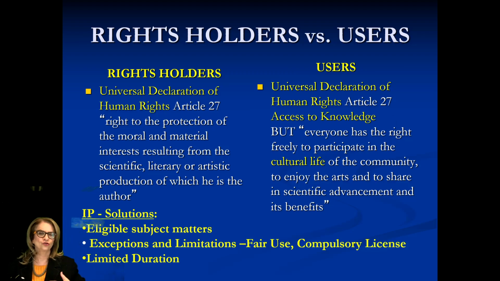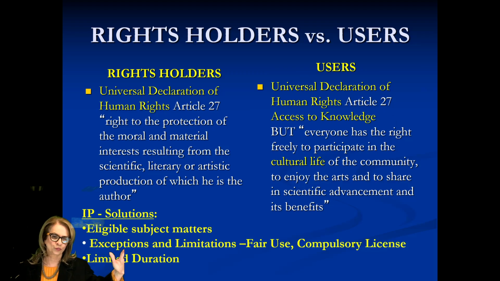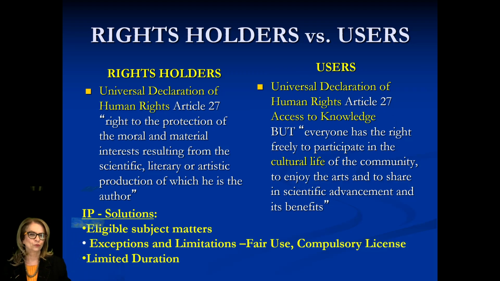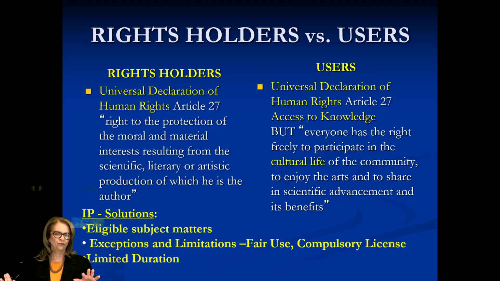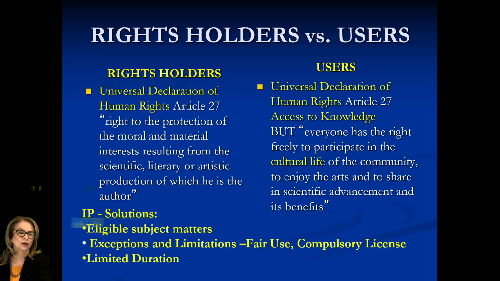One is eligible subject matter, so not everything is copyrightable. Similarly, not everything is patentable. So we have eligible subject matter, eligible copyright matter. We have a definition of what can be considered intellectual property, and then someone gets the right to exclude others. Then we have exceptions and limitations, like fair use, or compulsory license in patent law. That's the balance between the right of the public and the right of the authors. And the third mechanism is limited protection. For IP, we have limited protection before it becomes public domain. So these are the three mechanisms you have to remember.